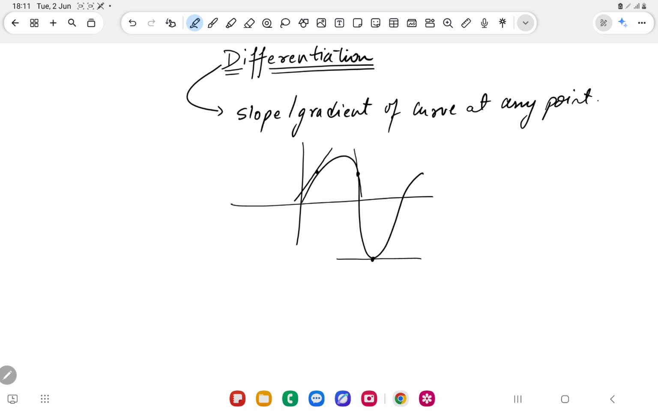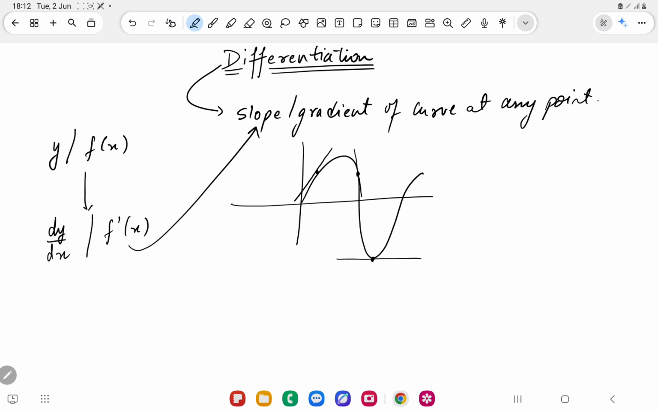So there are some symbols which we will be using for any function y or f(x). My slope, gradient or differentiation will be dy by dx, or if it is f(x), it will be f dash x. Now what does f dash x represent? It represents the slope. This is my first derivative because I have written f dash x.